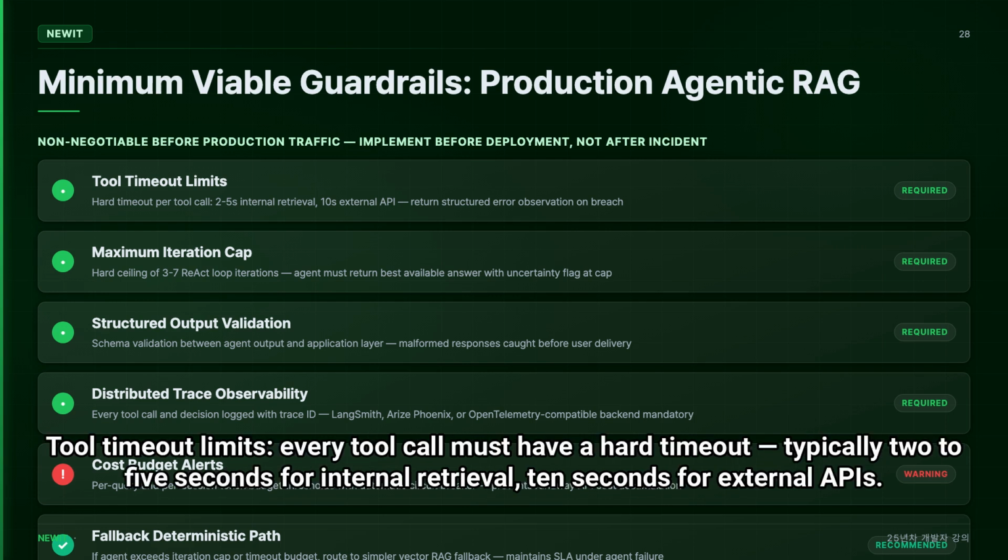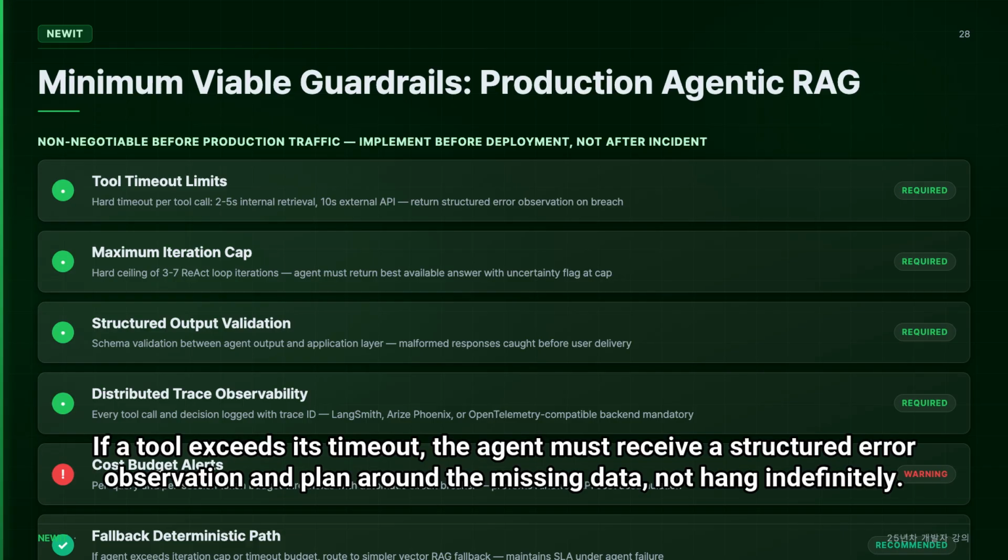Tool timeout limits. Every tool call must have a hard timeout, typically 2 to 5 seconds for internal retrieval, 10 seconds for external APIs. If a tool exceeds its timeout, the agent must receive a structured error observation and plan around the missing data, not hang indefinitely.